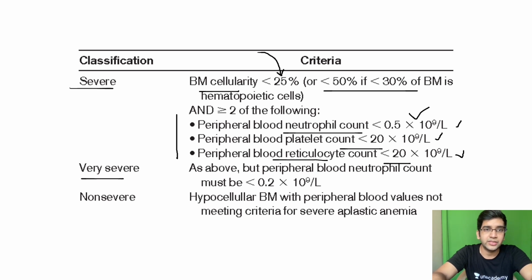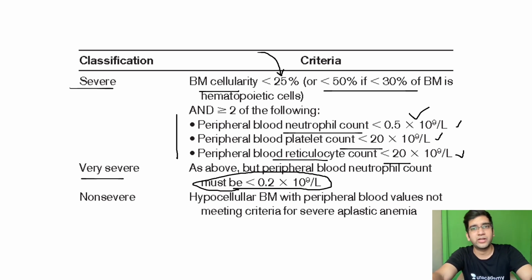And when I call it very severe, the same findings hold true. The only change is neutrophil. As I said, my main problem in the hypocellular bone marrow is my neutrophils. Other things are to some extent fine. But if the neutrophil drops even more, less than 200, I'm much more worried. I call it a very severe aplastic anemia. Right? Non-severe is something like this image.